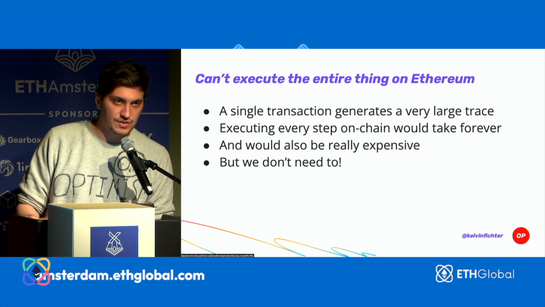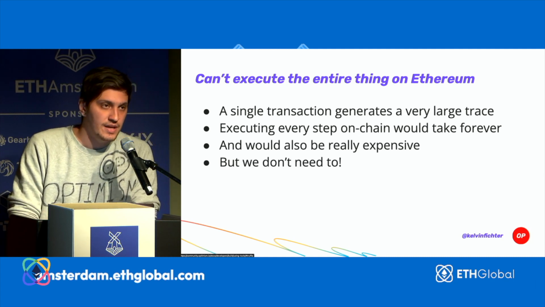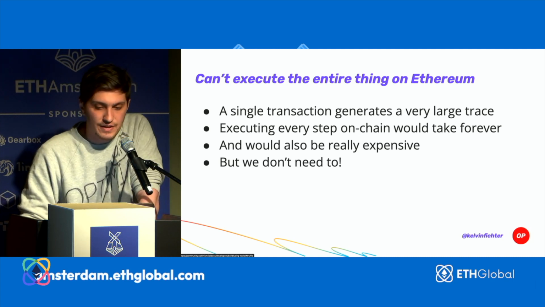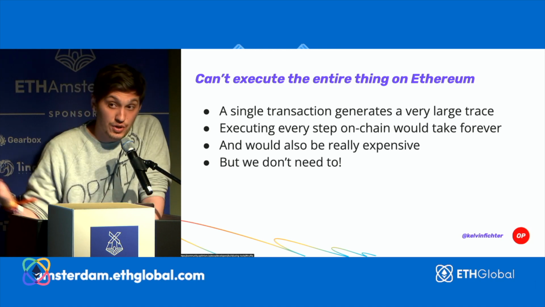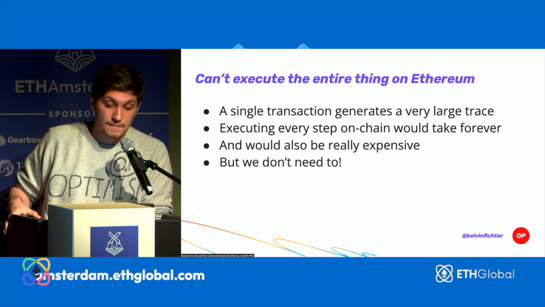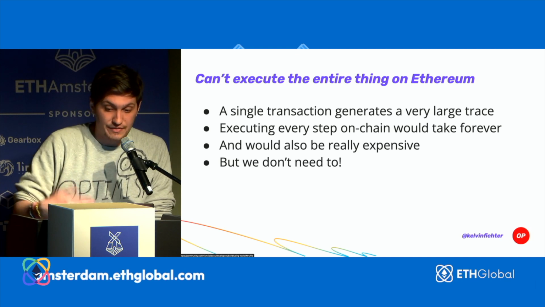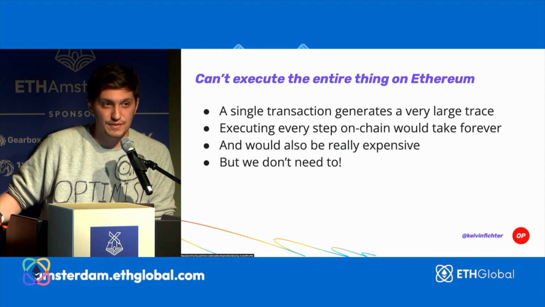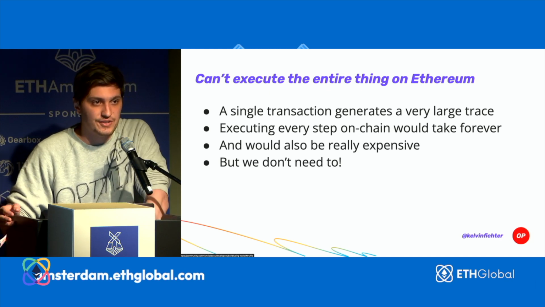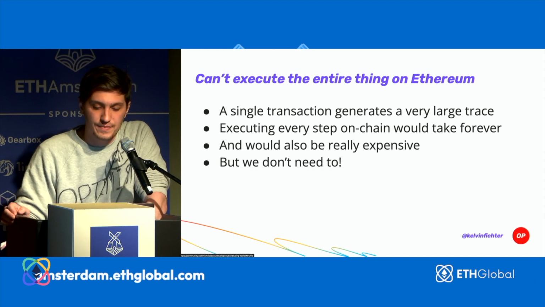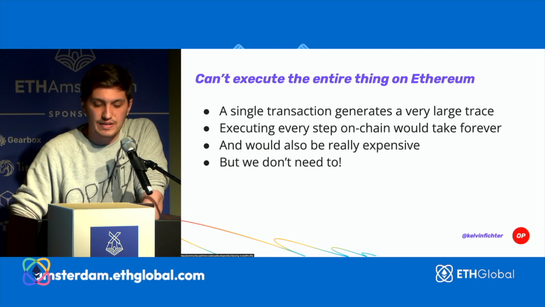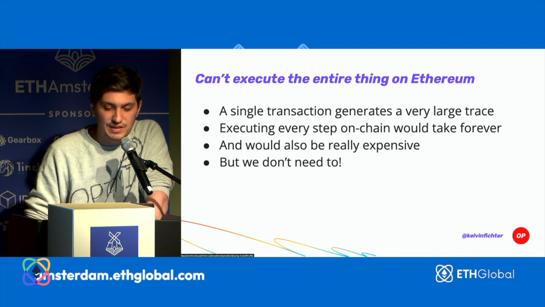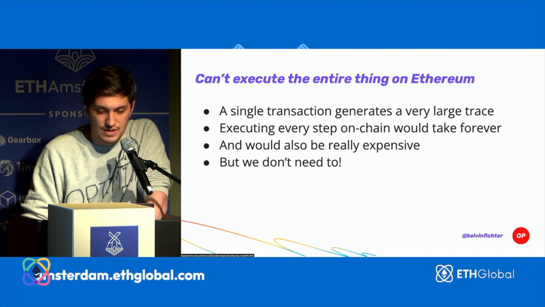So you can't really execute this whole thing on Ethereum. A single transaction generates a massive execution trace. You could, I guess, do this proof by executing every single step on Ethereum and seeing what the result was. It should give you a result. It's a virtual machine. You can run it on Ethereum, just like you can run pretty much anything else on Ethereum. So you can run every single execution step on Ethereum, but it would take forever, and it would be really, really, really expensive. So you don't want to do this.